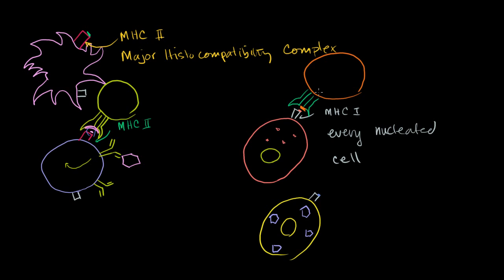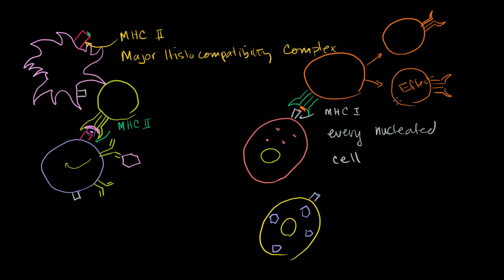But anyway, once a cytotoxic T cell finds one of these on an MHC1, remember every nucleated cell in the body has an MHC1, then it gets activated. So let's say this guy says, hey, that looks shady, you need to die. So he gets activated, and just like all other activated cells, he starts to divide and divide and divide and differentiate. He differentiates into memory cells, just in case this type of cancer shows up again, and then also into effector T cells, which are the ones that do the killing. So this is an effector.